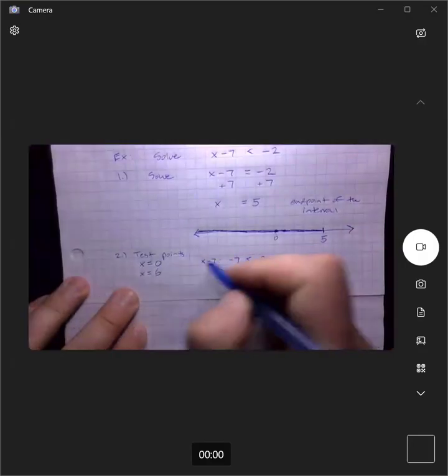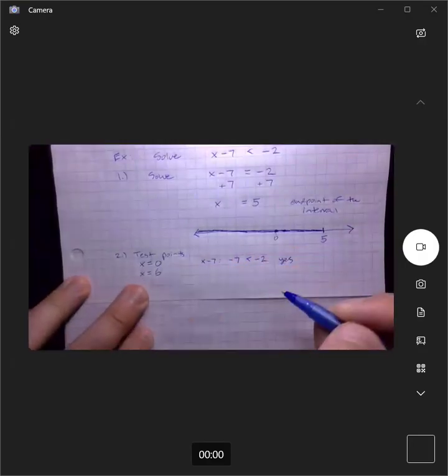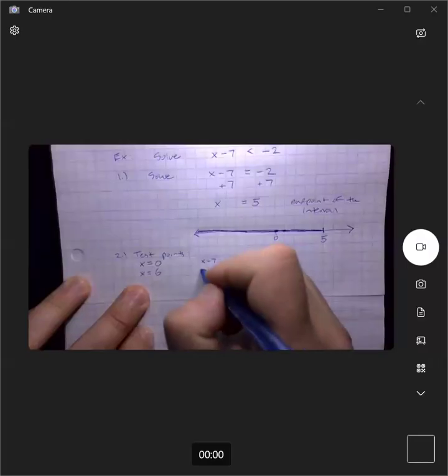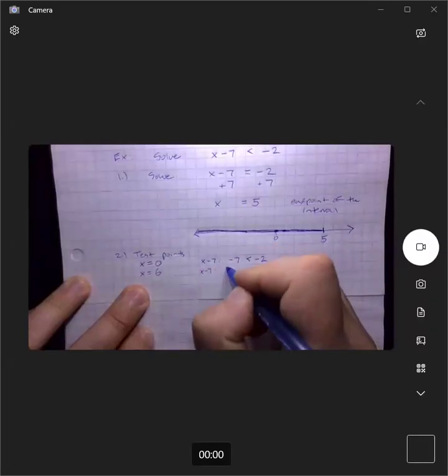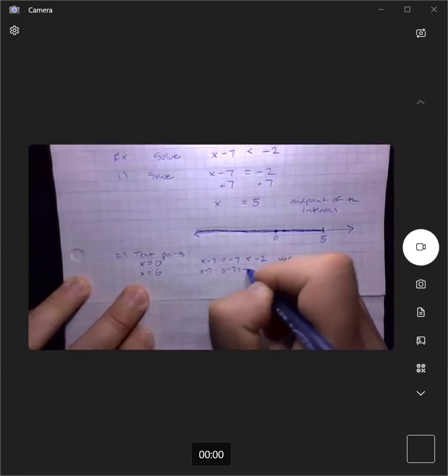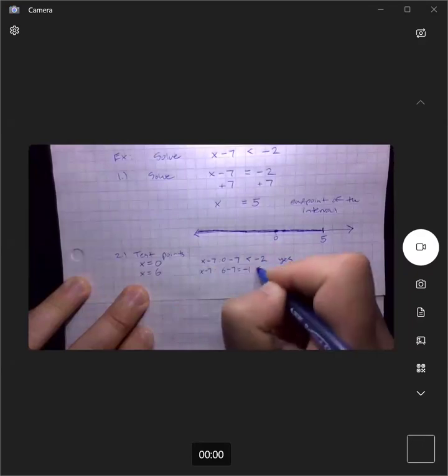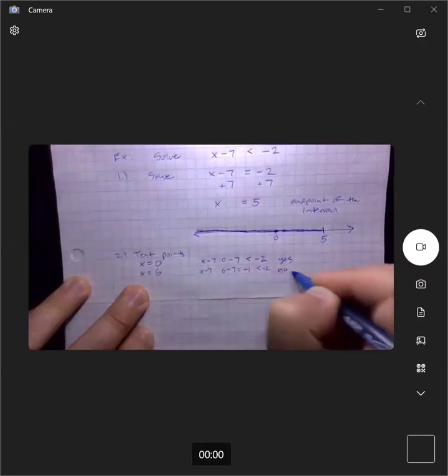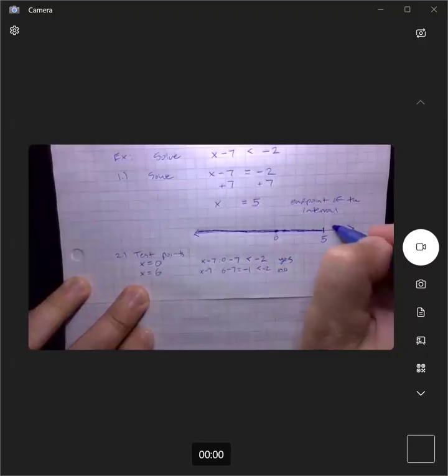And I can test x equals 6. So if I take x minus 7 and I put 6 in, well, that's -1. Is it less than -2? No, it is not. So that means nothing on the right side is in my solution. And I forgot my last little part.